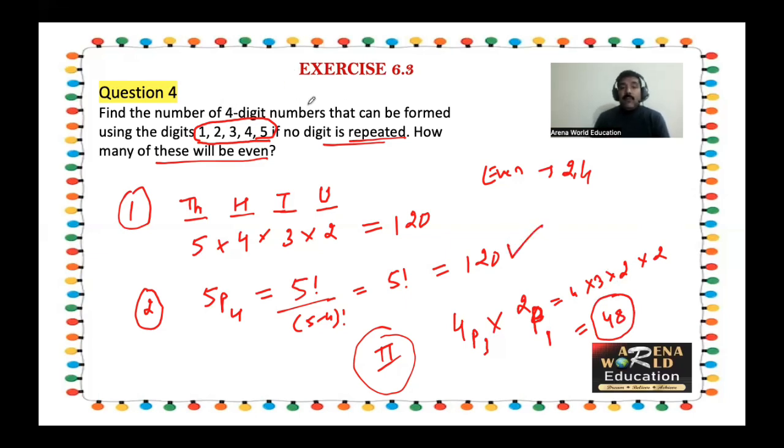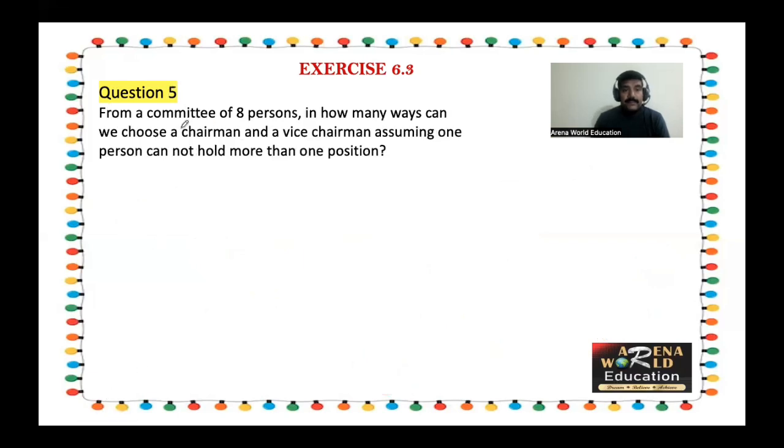If we make 4-digit numbers using 1, 2, 3, 4, 5, the total numbers are 120, and out of 120, 48 will be even. If you want to find the odd numbers, just subtract 48 from 120, and you will get the required number of odd numbers, right? So let us move to the next question.